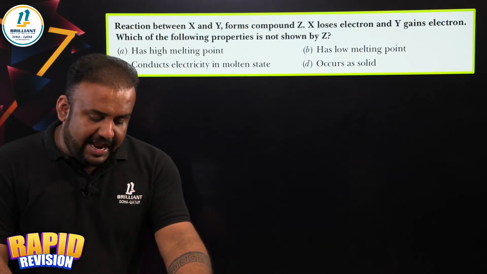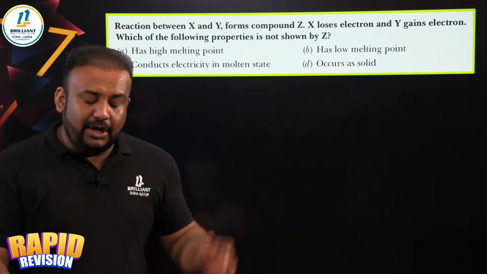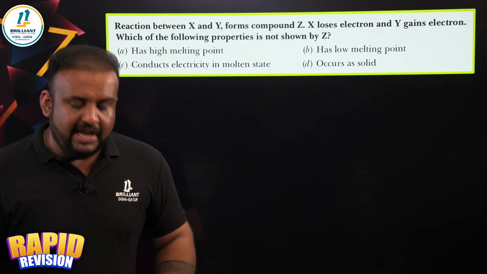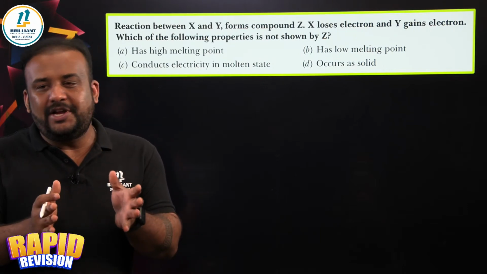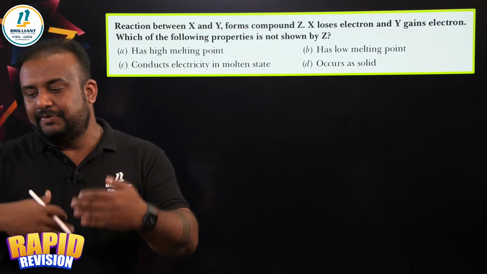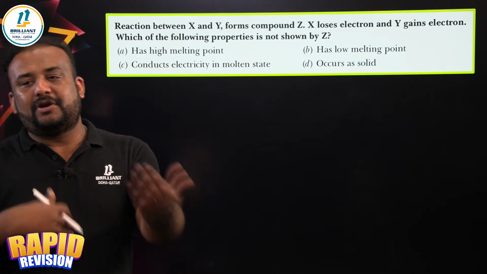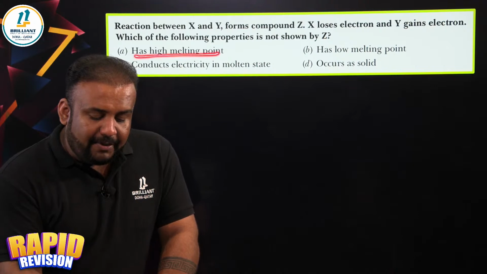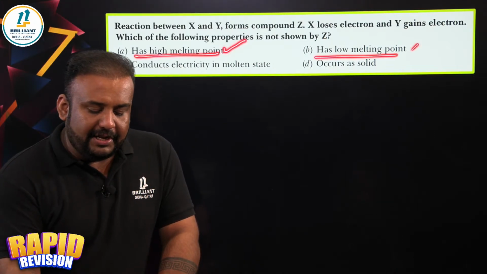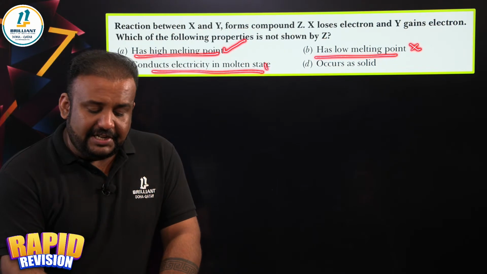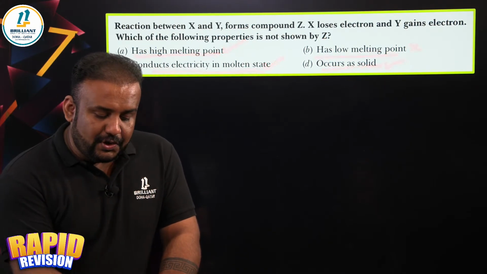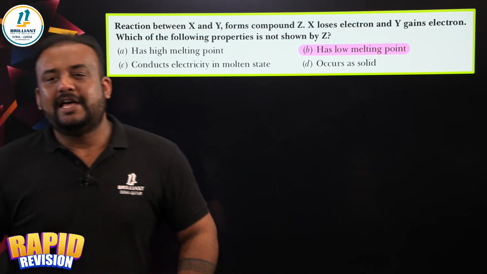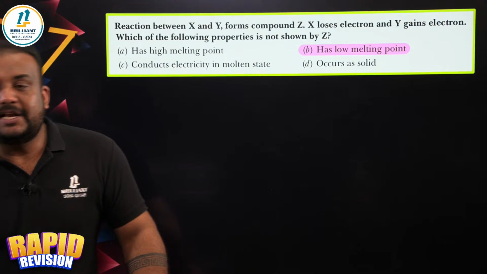Next, reaction between X and Y forms compound Z. X loses electron, Y gains electron. Which of the following properties is not shown by Z? So Z is going to be an ionic compound, right? Because it is formed by two elements, one losing an electron and one gaining an electron. So what are the properties of ionic compounds? Has high melting point? That's true. Has low melting point? That's false. Conducts electricity in molten state? That's true. Occurs as solid? That is also true. So the only thing that does not match is low melting point. It's not a property of ionic compounds. Is that clear to everyone?